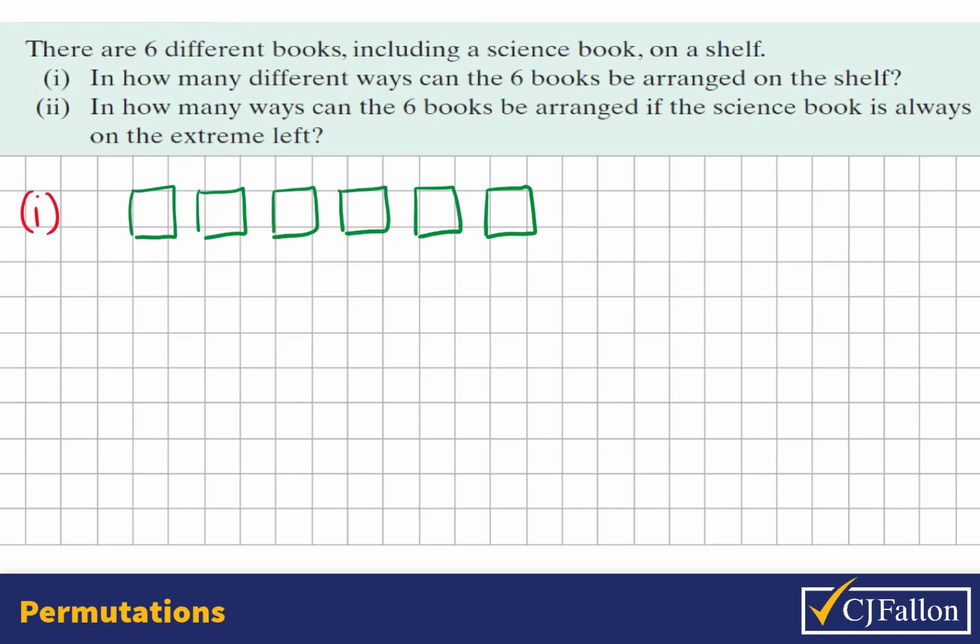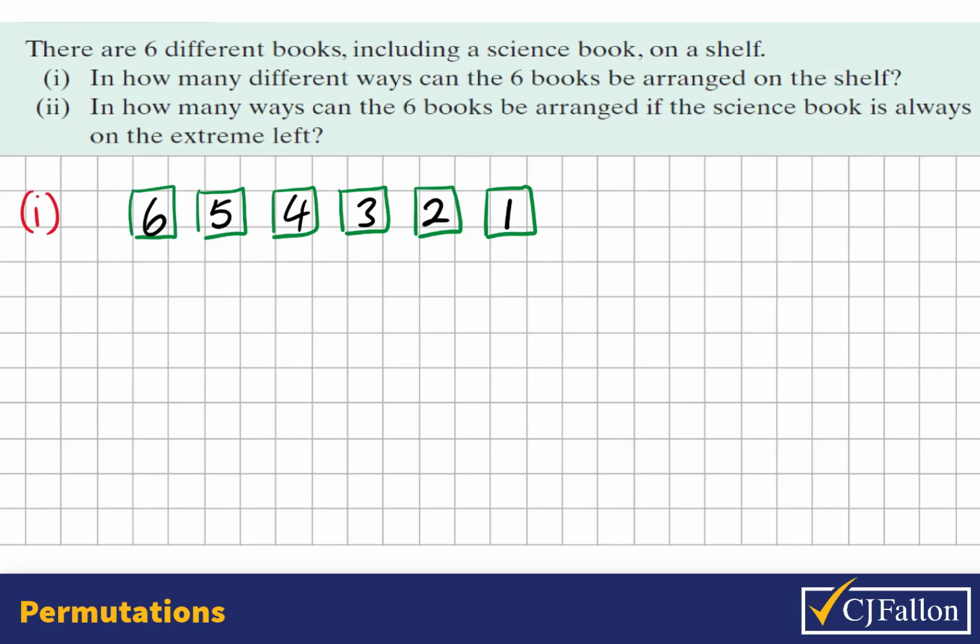If we first think about the first position here, well, we have 6 different books and any of them could go here, so we have 6 options here. In the second position, we've used up one of the books, so there's only 5 books left, so we have 5 options for that position. And as we go down the line, we'll see we have 4, 3, 2, and only 1 option for the last position.